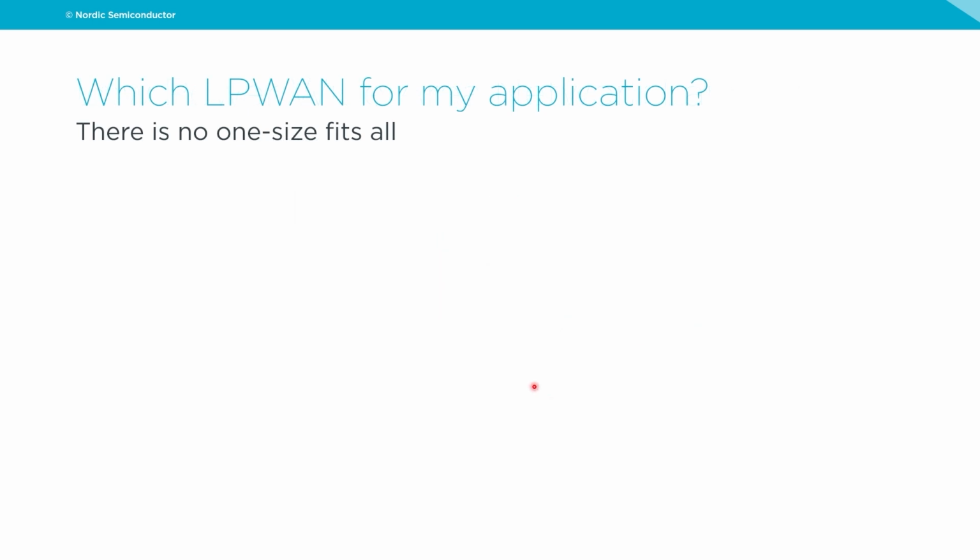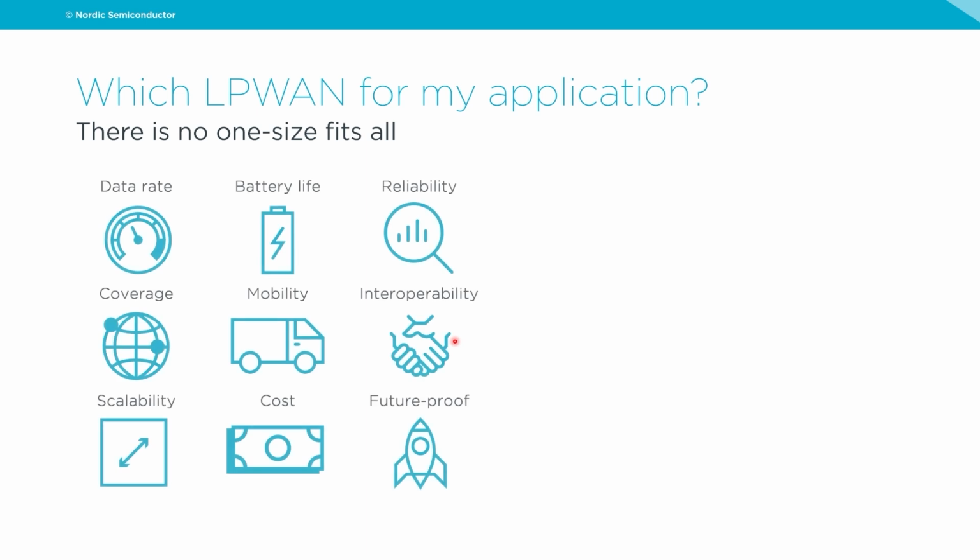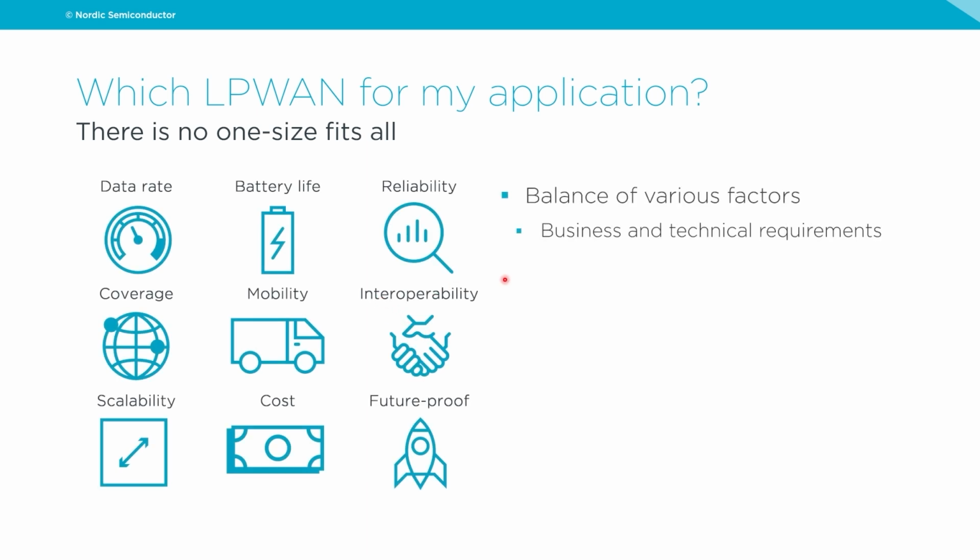So when you want to select an LPWAN technology for your IoT application, one thing is clear: you don't have one size fits all. There's going to be a variety of factors that you need to consider. You'll have to balance both business and technical requirements, and some which actually cut across both domains.